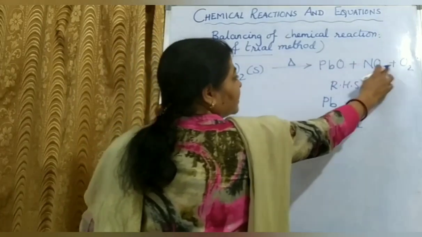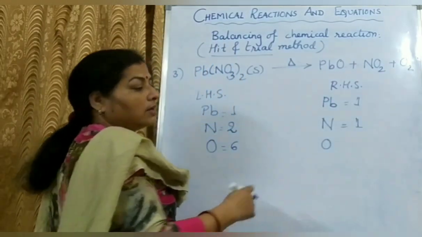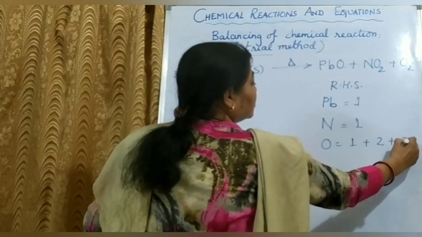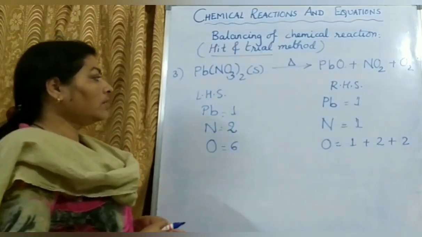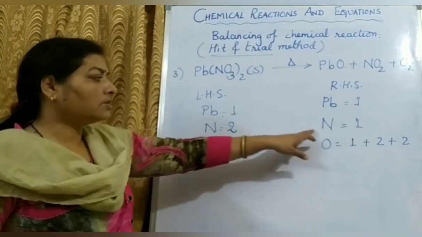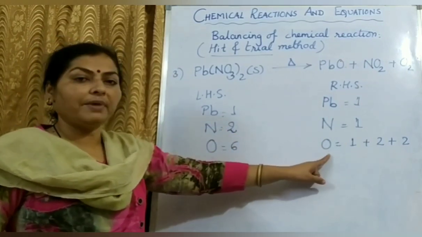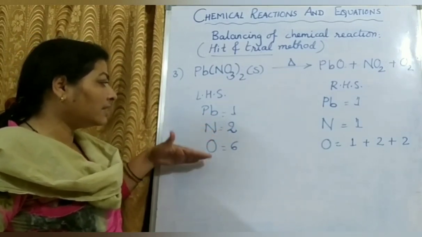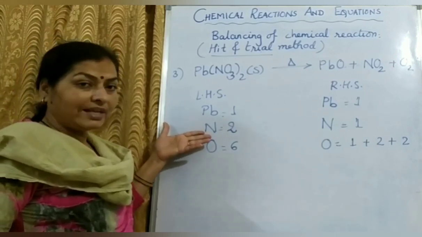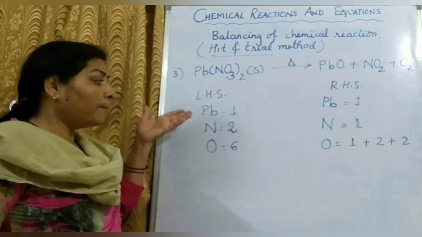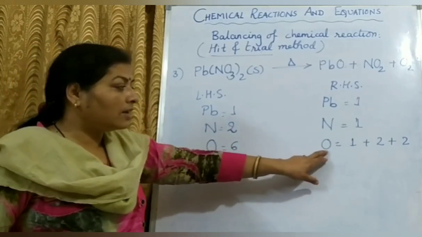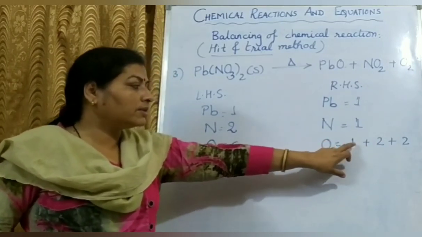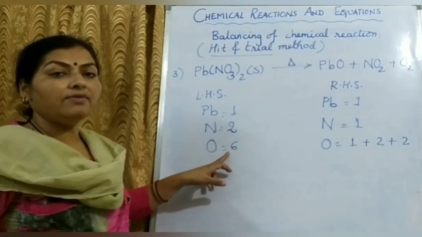And this side oxygen is present at 3 places in 3 different formulas, so we write it separately: 1 plus 2 plus 2 in this way. Now if we see, lead is already balanced, nitrogen is not balanced, and oxygen is also not balanced. According to the rule, we need to balance elements other than oxygen and hydrogen, so we should balance nitrogen first. But in this case, we can see here oxygen is 2 and 2, 4 and 1. This is an odd number, and here it is an even number.